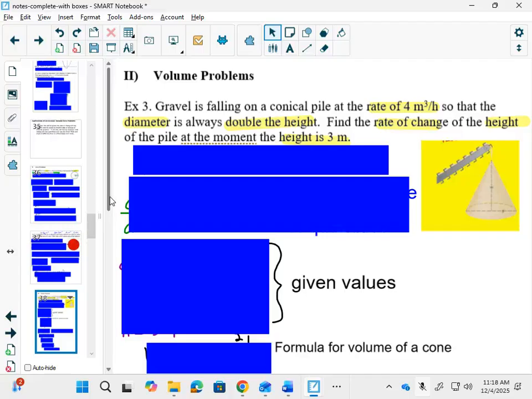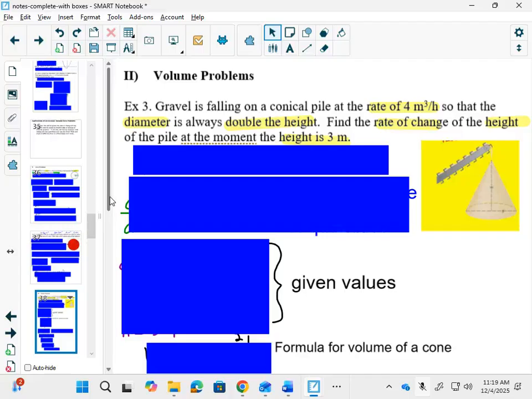So we have 3 related rates here. Height is changing, radius is changing, volume is changing. Gravel is falling on a conical pile at a rate of 4 meters cubed per hour, so that the diameter is always double the height. Find the rate of change of the height of the pile at the moment the height is 3 meters.